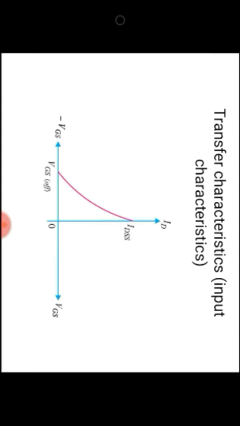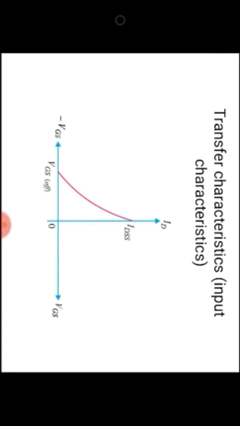As the reverse gate source voltage is increased, the cross-sectional area of the channel decreases. Resistance increases and decreases the drain current. At some reverse gate source voltage, the depletion layer extends completely across the channel. In this condition, the channel is cut off and the drain current reduces to 0. So the gate voltage at which the channel is cut off is called the gate source cutoff voltage.